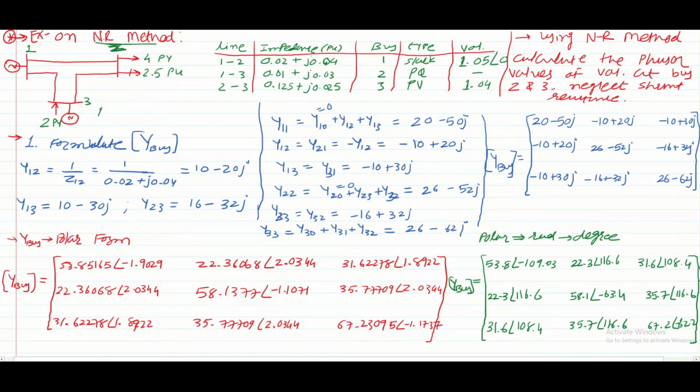Here the 3-bus network is shown in figure 1, and in table number 1, the line impedance, type of bus and the voltage value is given. The active and reactive power flow are shown on the diagram with per unit basis. Here at bus number 2, the active power demand is 4 per unit, reactive power, yes, this is the symbol of reactive power demand.